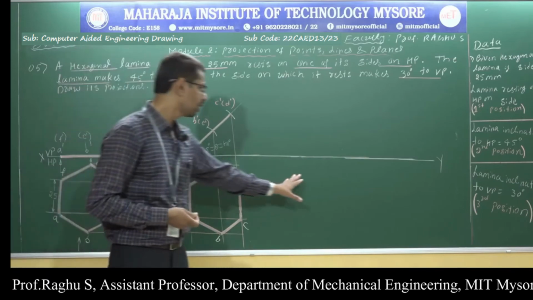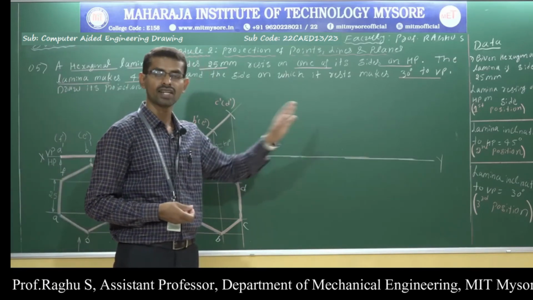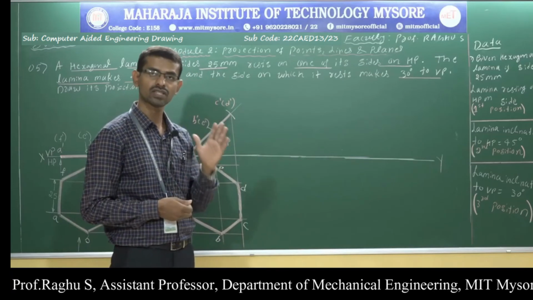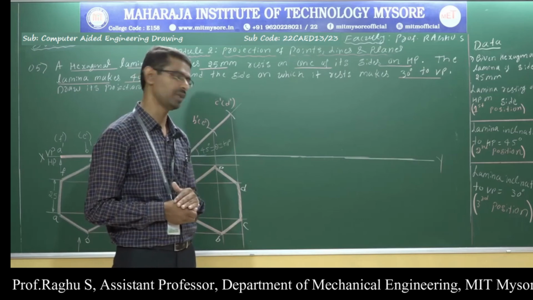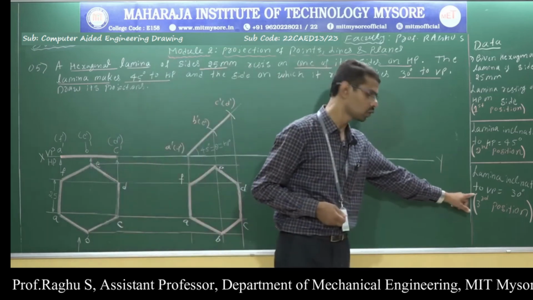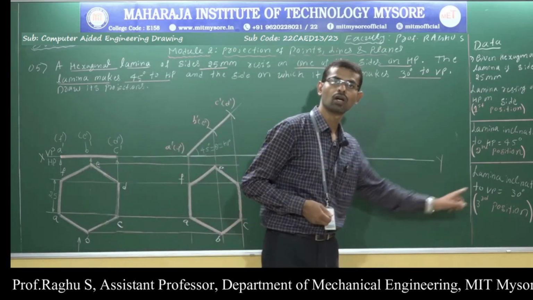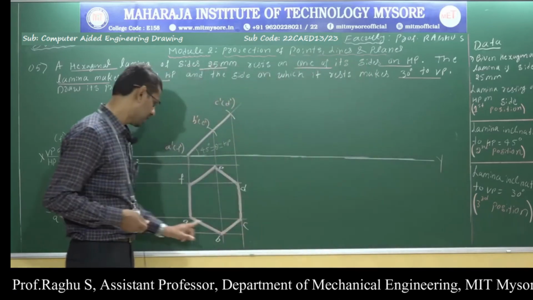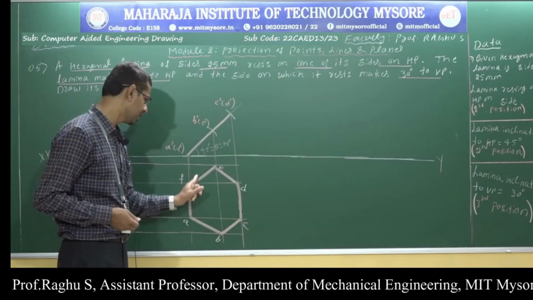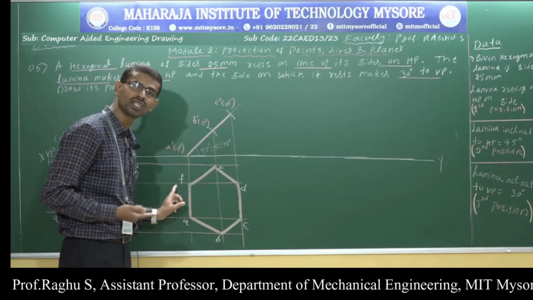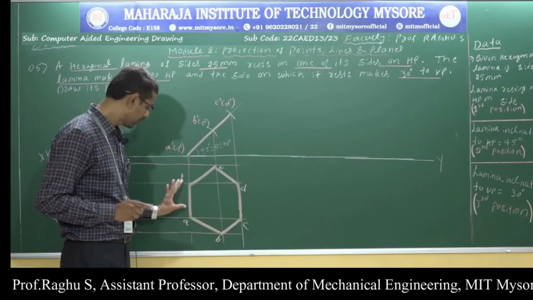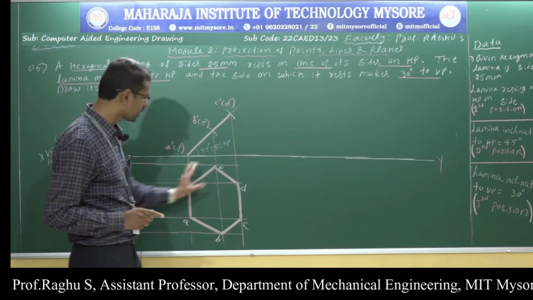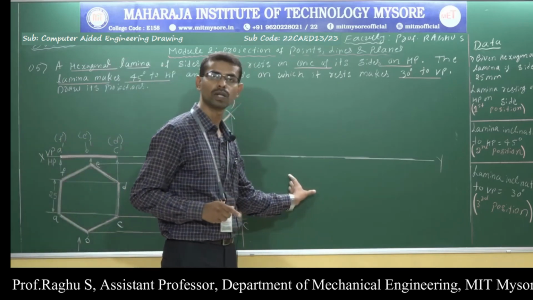Now to draw the third position, I need the VP inclination. The side on which it rests is inclined 30 degrees with respect to VP. So this data is required to draw the third position. Out of the 6 sides AB, BC, CD, DE, EF and FA, which one is the resting side? The side towards the left. FA is the resting side. This side is inclined 30 degrees with respect to VP.